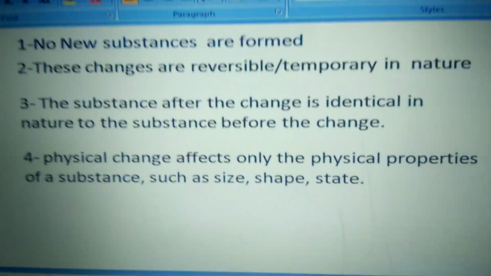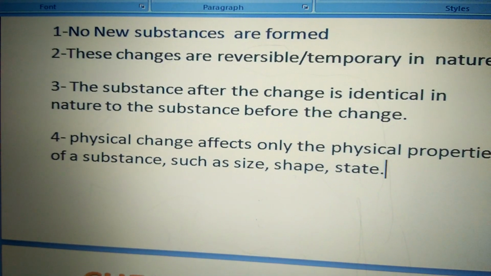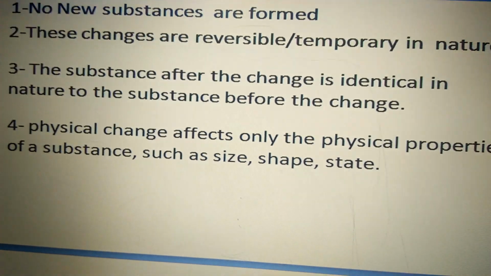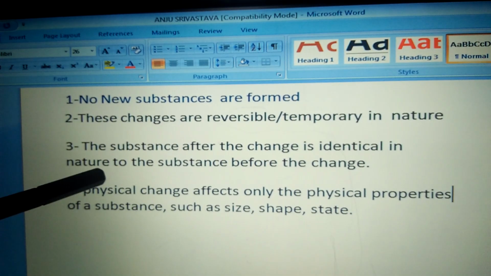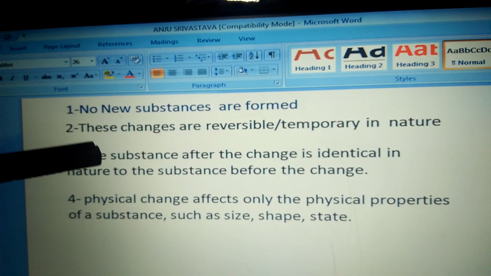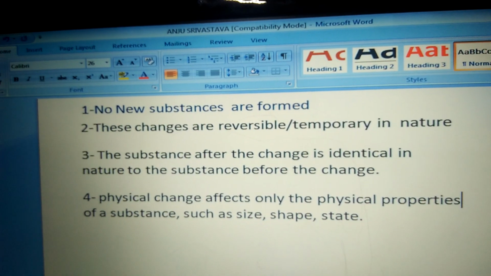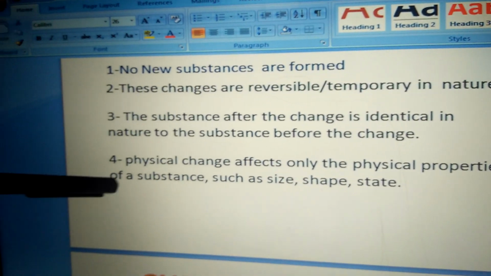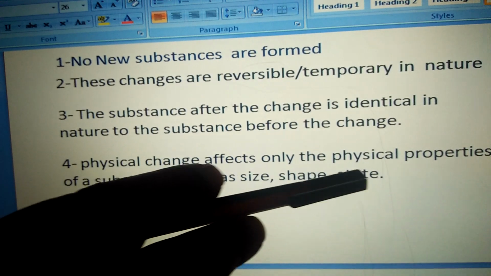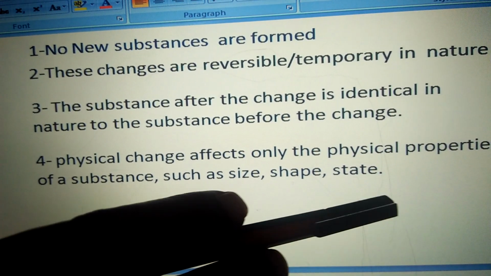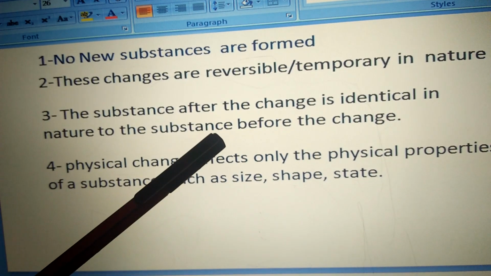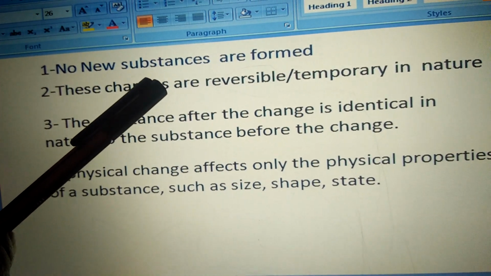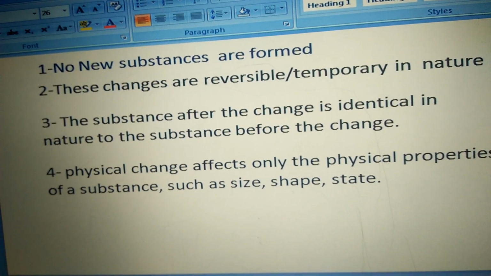So, to summarize, what did you understand? In a physical change, no new substance is formed. These changes are reversible or temporary in nature. The substance after the change is identical in nature to the substance before the change. Means the substance remains the same. Its properties are not lost. Physical change affects only the physical properties of a substance such as size, shape, state, color, etc. Means there is change in physical property only, nothing new is formed. Changes are reversible in nature and no new substance is formed.